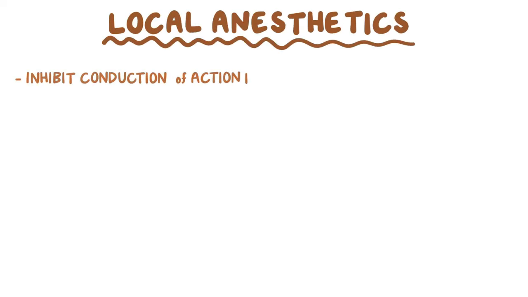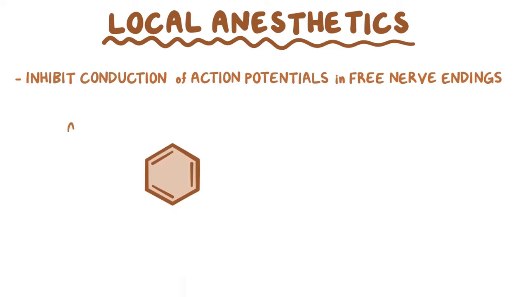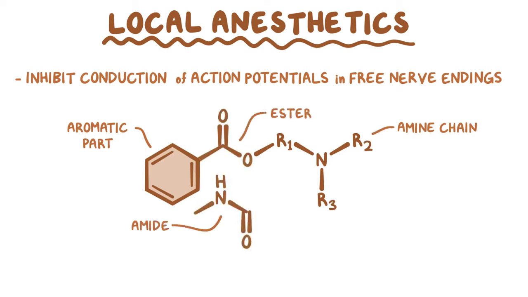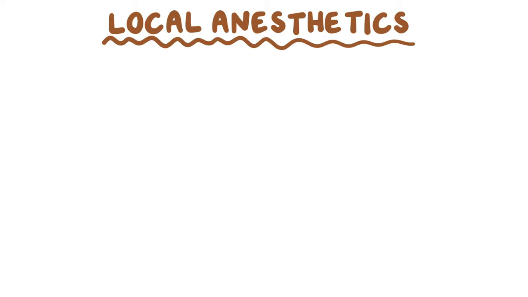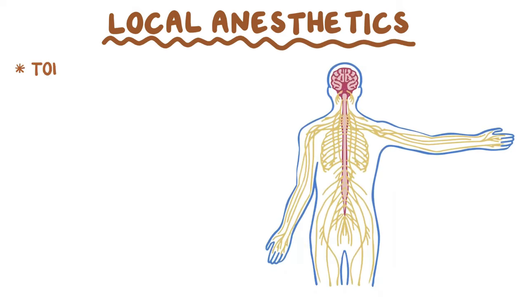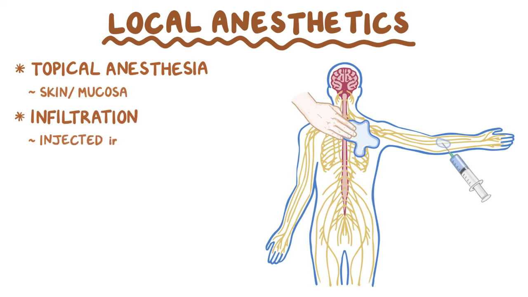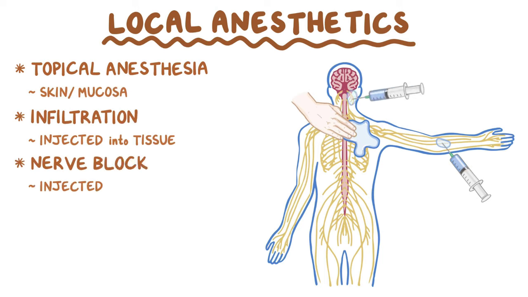Now, local anesthetics are used to inhibit the conduction of action potentials in free nerve endings. These medications are molecules that have an aromatic part and an amine chain that are linked by either an ester or an amide bond. There are a number of ways to administer local anesthetics. Topical anesthesia is applied directly to the skin or mucosa, infiltration, where the medication is injected into the tissue, or nerve block, where the medication is injected into the tissue near a major nerve.